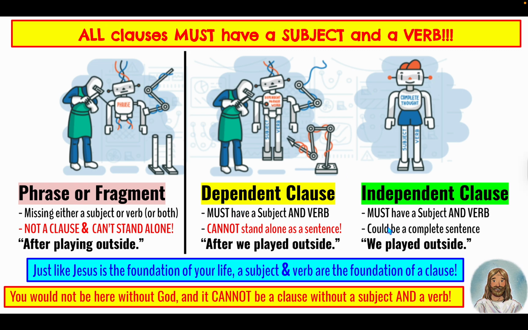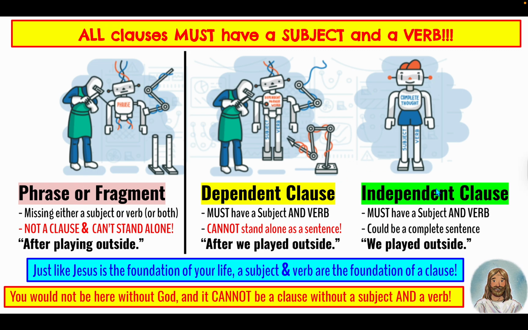Now, when we have our clauses, as I said, it must have a subject and a verb. That's key to what we're going to do later. So I told the kids, here's how you can remember it. Okay, as a Christian, the Trinity, God the Father, God the Son, God the Holy Spirit, that is the foundation of who you are as a Christian. God made you. So if you don't have God, we don't have you. You don't exist. Well, in the same way, the subject and the verb are like the foundation of a clause. They make the clause. If you take away the subject or the verb or both, you no longer have a clause. You're back to the phrase or the fragment.